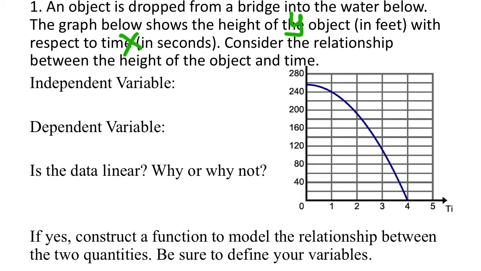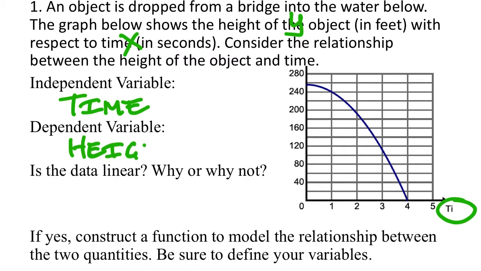There's another way to tell, though, because time is showing in the graph right here as the x-axis. So that means we know time is independent, and then the height of the object will depend on how much time has passed.